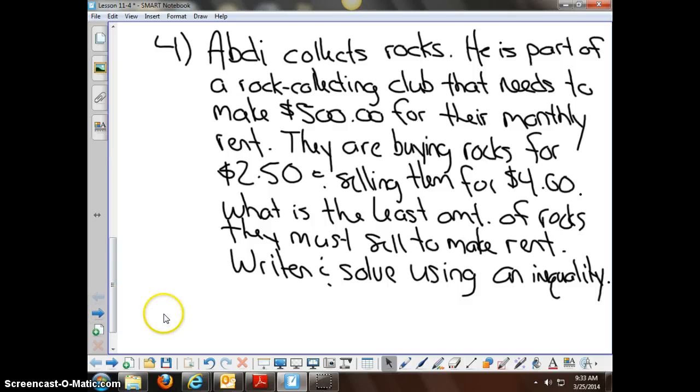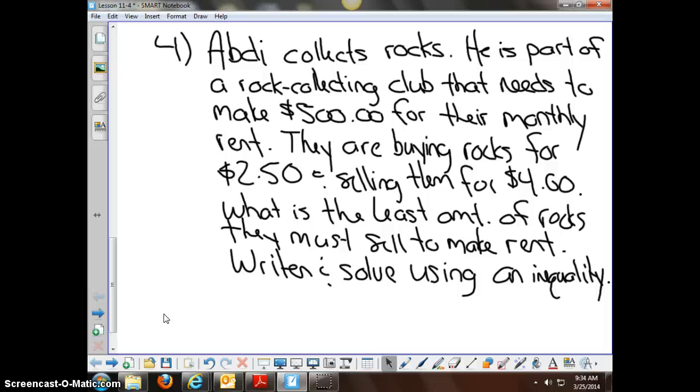Abdi, my good friend Abdi in our class, collects rocks. He is part of a rock collecting club that needs to make $500 so that they can make rent for the month. So what they decided to do is sell rocks. They have a vendor who supplies them rocks for $2.50. They turn around and make some profits off of these rocks by selling them for $4. The question is, how many rocks must they sell to make rent? Or what is the least amount of rocks they must sell to make rent?